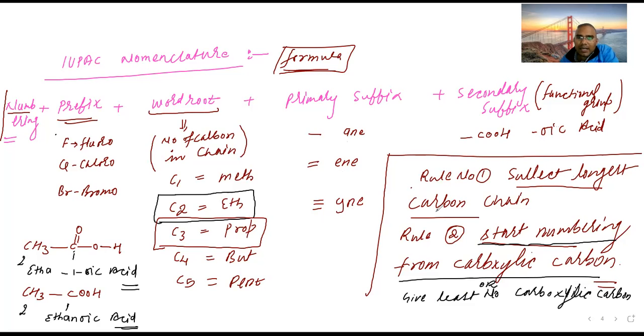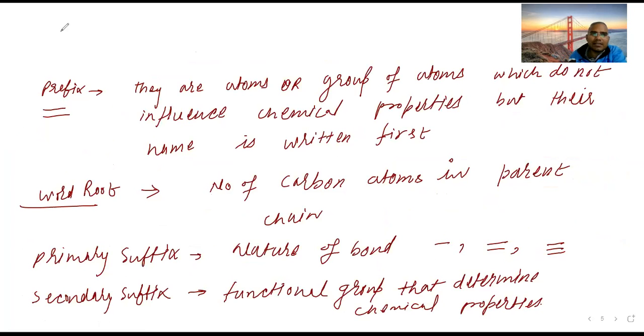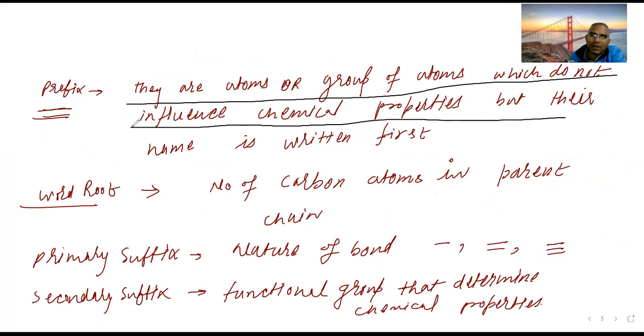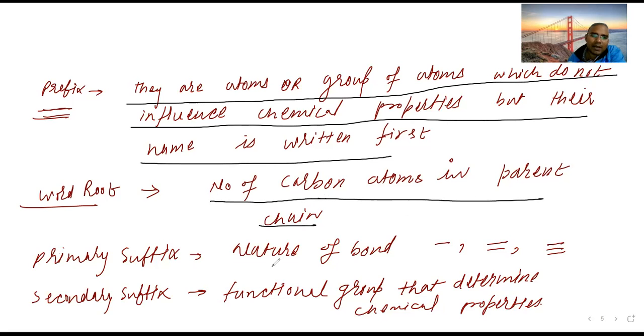Rule number 1: select the longest carbon chain. Start numbering from the carboxylic carbon, or give the lowest number to the carboxylic carbon. Next page, I described the meaning of prefix: atoms or groups of atoms which do not influence chemical properties, but their name is written first. Word root means number of carbon atoms in the parent chain. Primary suffix is the nature of the bond: single, double, triple. Secondary suffix is the functional group that determines chemical properties.